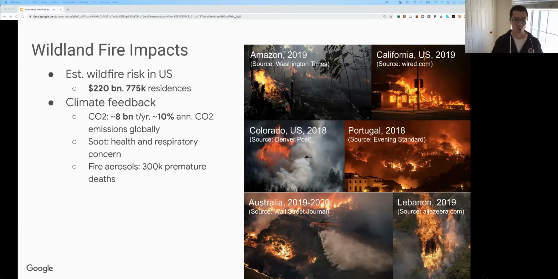And additionally, or what I will say is more importantly, the wildfires have a very significant impact on the climate. For example, for CO2 release, there's around 8 billion tons of CO2 released every year due to these wildfires, and this accounts for around 10% of the annual CO2 emissions globally.